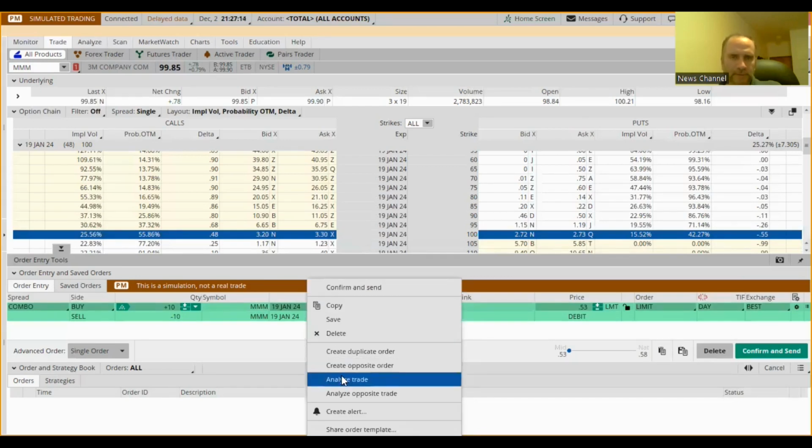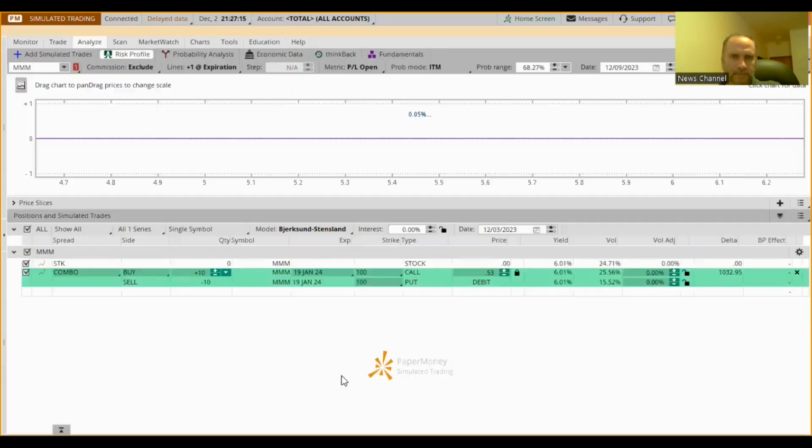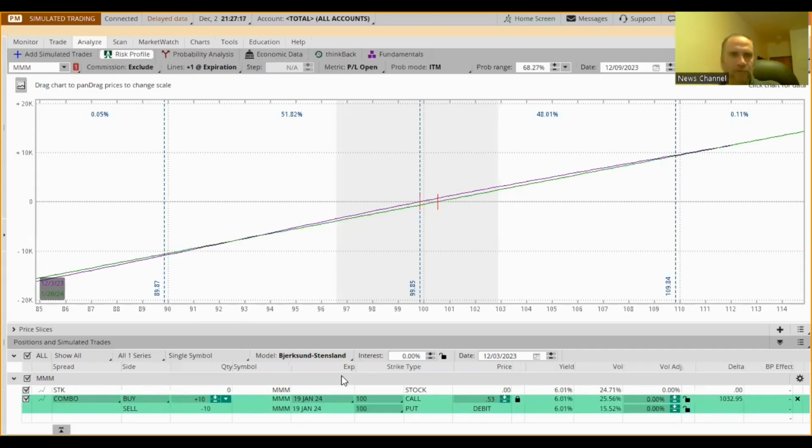Now right click, go to analyze trade. As you can see, here's the profit loss graph. You see, this is zero. Anything above here is profit, anything below here is loss. As you can see, it's straight up. As the price goes up, there's your profits. See, it's 100, goes to 101. This is basically supposed to mimic as if you would buy 100 shares.